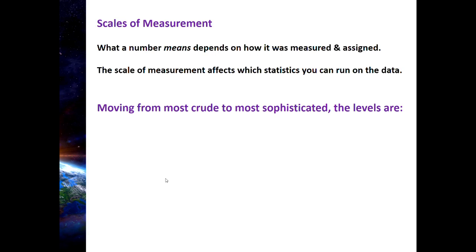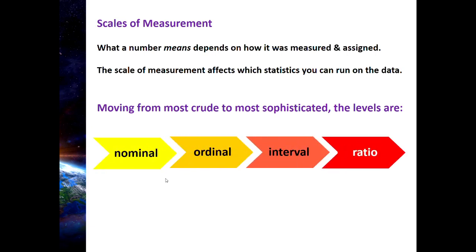All right, so let's look at what these different levels are. There's only 4, so that's easy to remember. They are, and by the way, they're in order here: nominal, ordinal, interval, and ratio. Nominal numbers are considered to be the most crude, whereas ratio are the most sophisticated. All right, and then of course they're ordered from least to most.